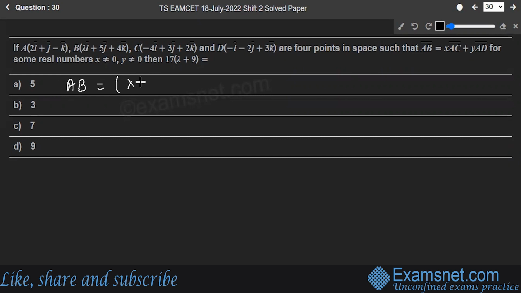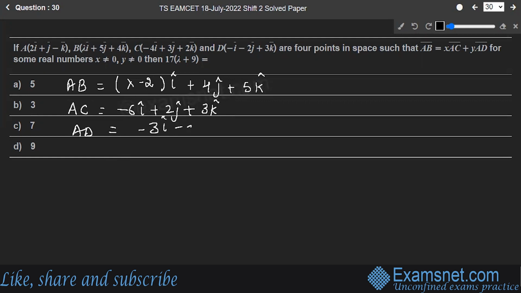AB will be given by lambda minus 2i plus 4j plus 5k. Similarly, AC will be given by minus 6i plus 2j plus 3k. Now, AD. Yes, we need AD also. Okay. Now, AD will be given by minus 3i minus 3j plus 4k. Now, the given one is this. Given is AB is equal to x AC plus y AD.